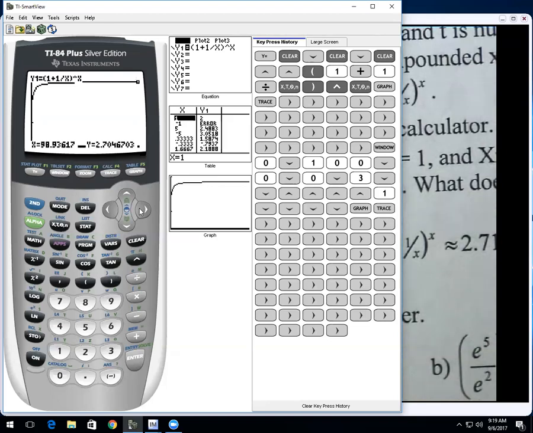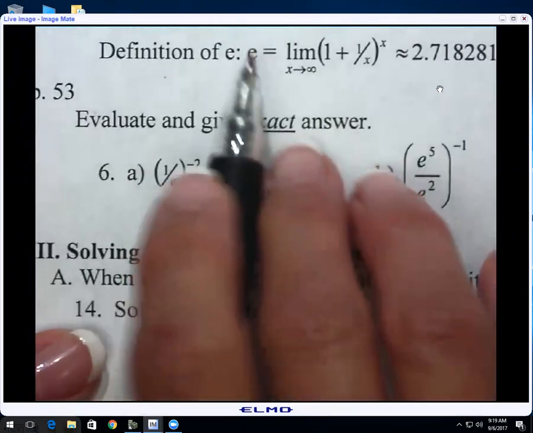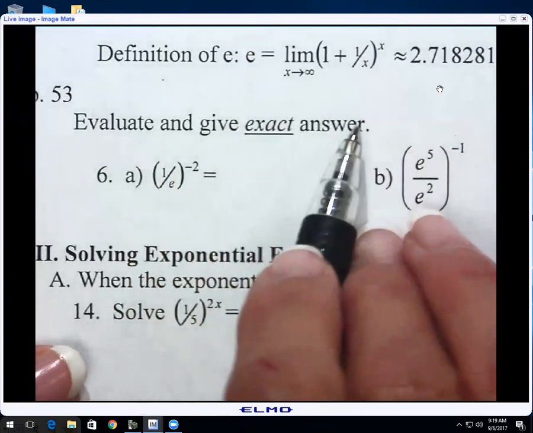It's going to get 2.71828 and then keep changing farther and farther out in the decimal places. So the bona fide definition of E. You've been told what E is before. Where did I just put it? Ah, there it is. The definition of E is this.